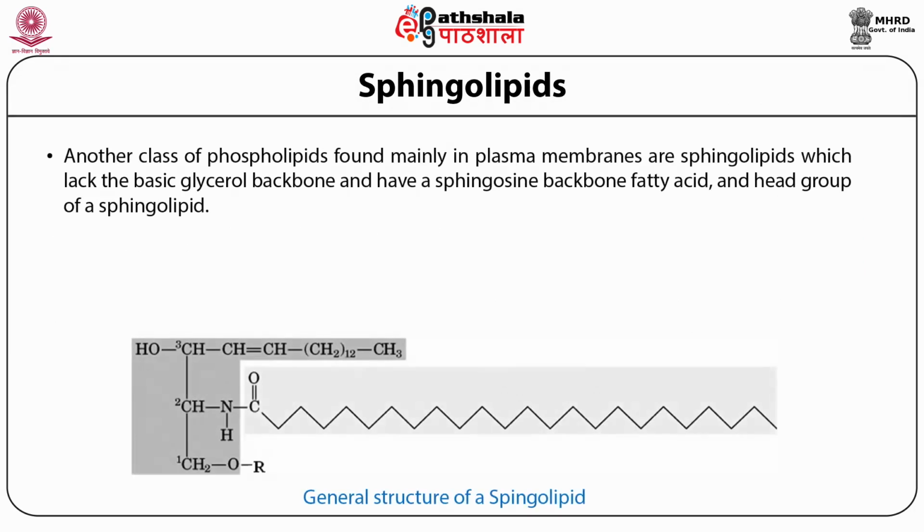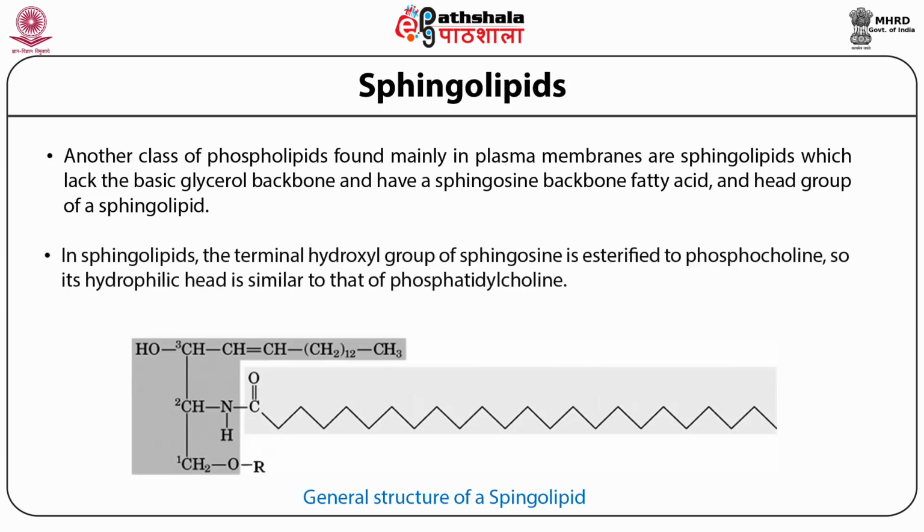Another class of lipids found mainly in plasma membranes are sphingolipids, which lack the basic glycerol backbone and have a sphingosine backbone, a fatty acid, and a head group. If you see the figure, you will find the basic backbone is changed into sphingosine backbone instead of glycerol backbone as we have discussed previously.